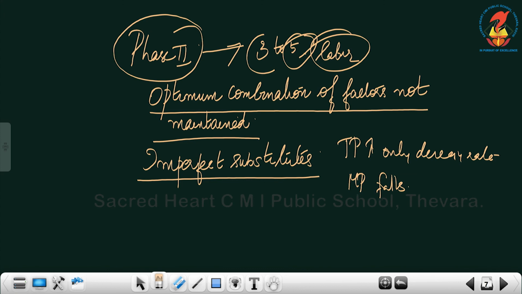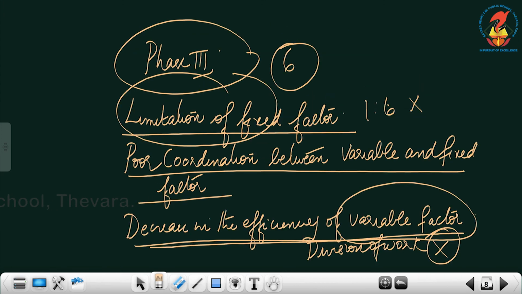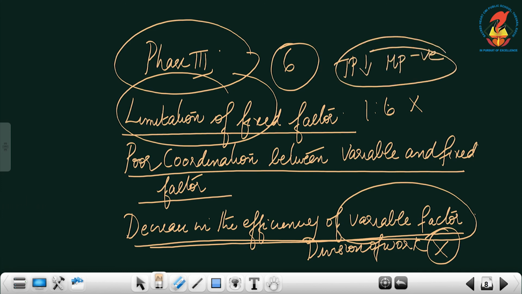What is the reason behind that? The reason is that the optimum combination of factors is not maintained. Imperfect substitute. That means 1 machine in front of 3 to 5 labors is not at all a good combination. Then in the third phase, we can find total productivity falls and marginal productivity becomes negative. What is the reason behind that? Because there is limitation of fixed factor. 1:6 is not at all appropriate. Proper coordination between variable and fixed factor will never happen.